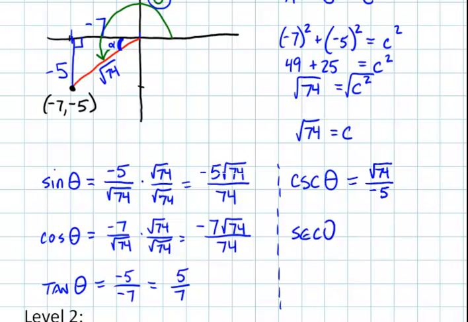Same thing with secant of theta. Don't go to this one. Instead, go back to this one. Flip it over, you've got square root of 74 over -7. And finish off by doing cotangent of theta, and you get 7/5. So there are all 6 trig functions of the angle theta up there that got us into the third quadrant. And now practice on the other 2.